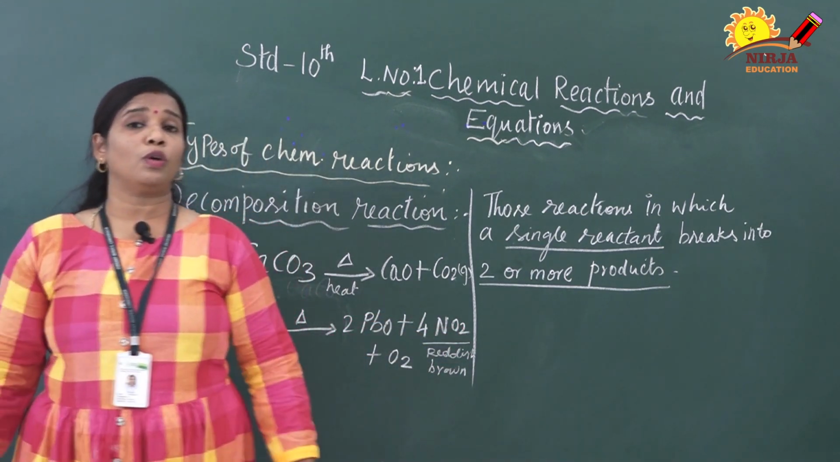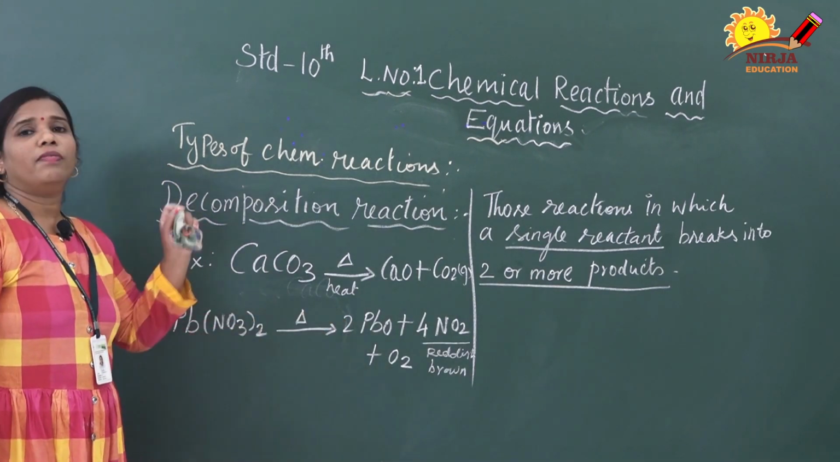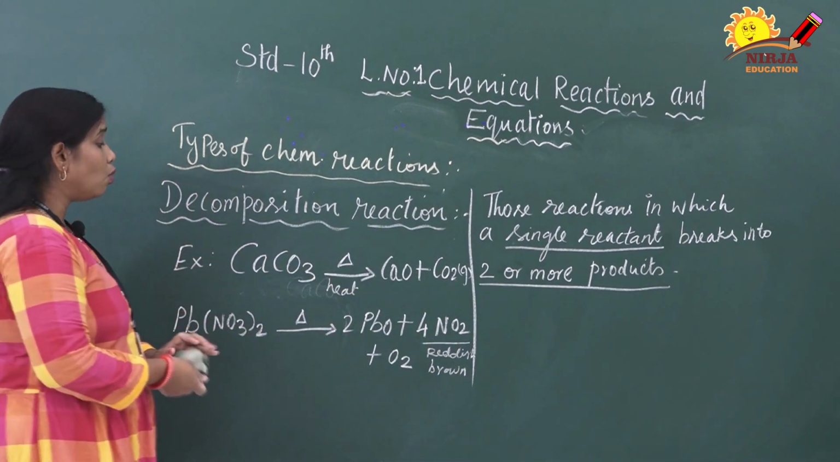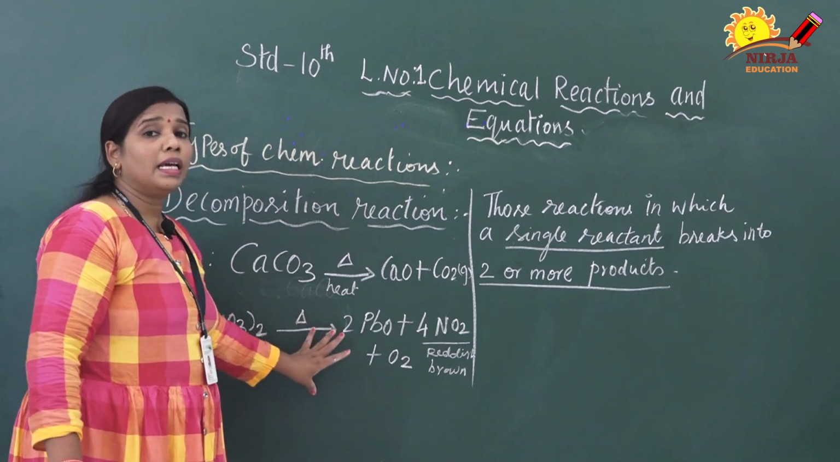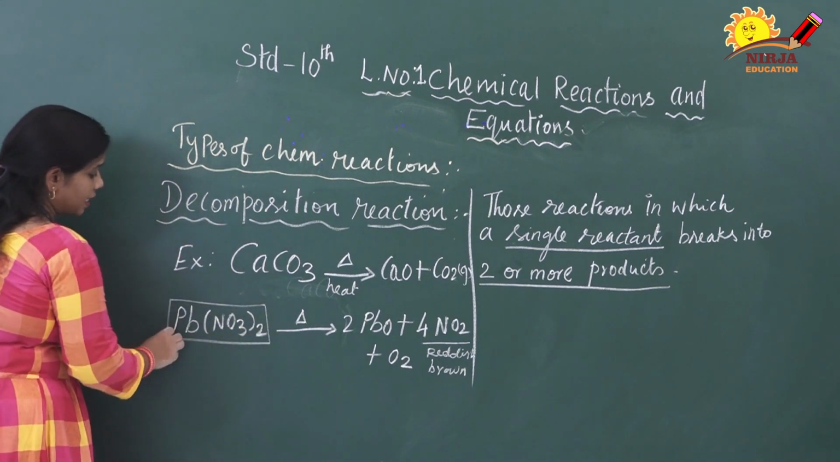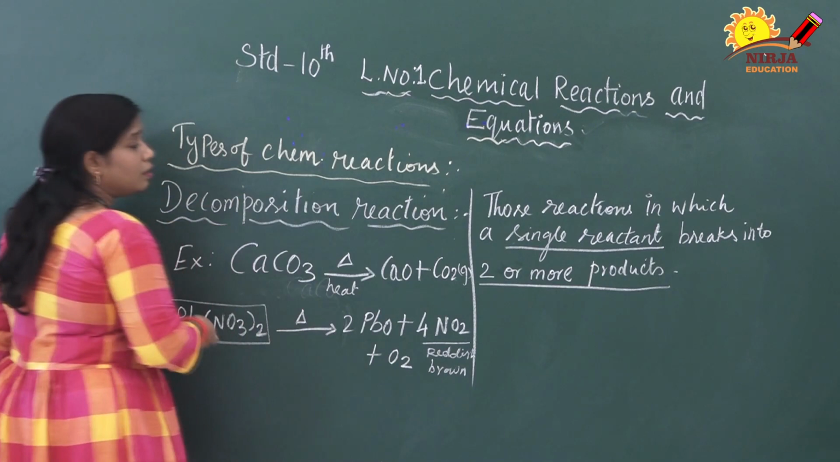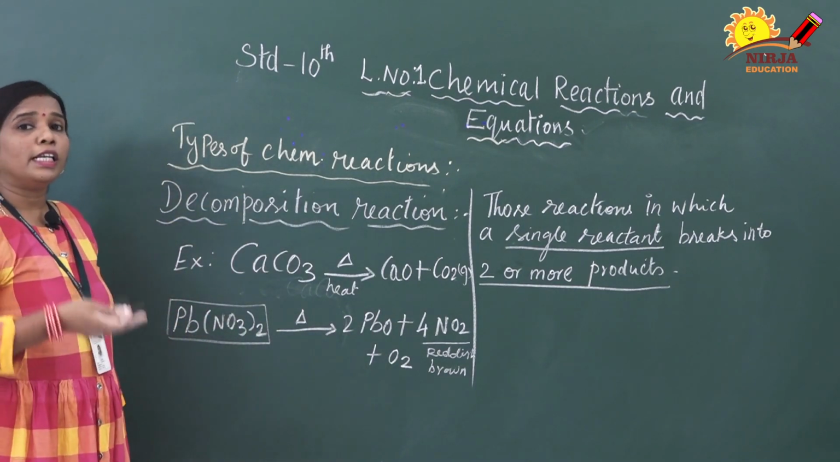This is a very important question, children. You take a note of it. The reddish brown vapor will come outside, and we come to know that the lead nitrate is being heated. Here you see there is only one reactant, and due to heating it is converted into lead oxide, nitrogen dioxide and oxygen. This is also an example of decomposition.